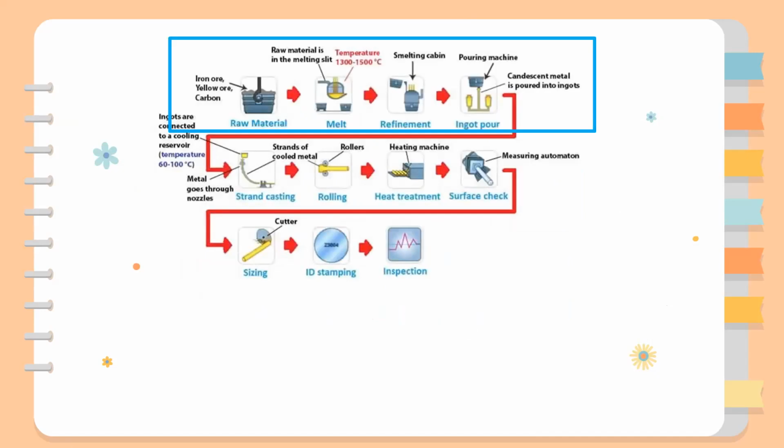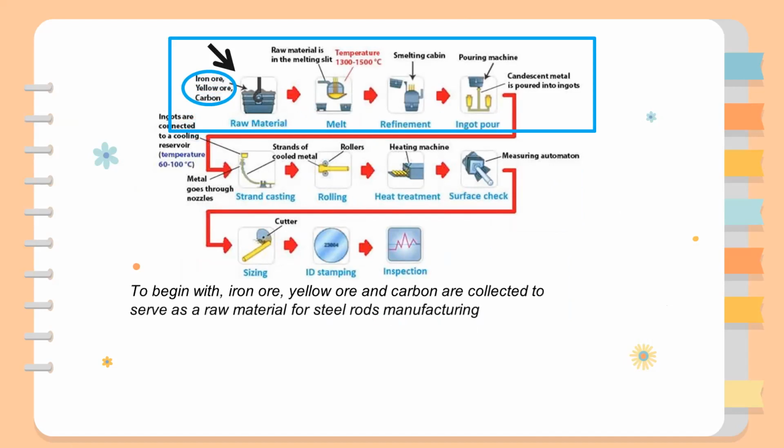Okay, so in terms of body 1, I can see that it begins with the raw material, using iron ore, yellow ore, or carbon. So to begin with, iron ore, yellow ore, and carbon are collected to serve as raw material for steel rods manufacturing. So second of all, it goes through melting.